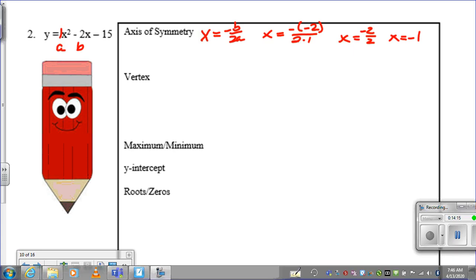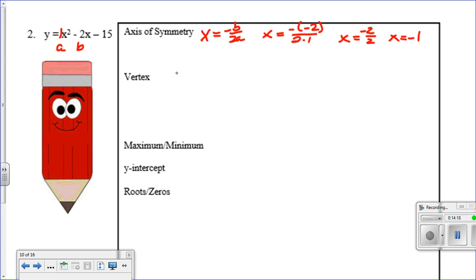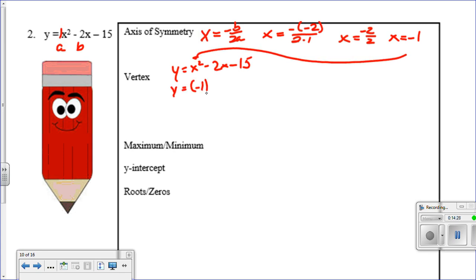To get your vertex, you are going to plug that number into your function. So we're going to put in the negative 1 right here. So this would be y is equal to negative 1 squared minus 2 times negative 1 minus 15. So y is equal to 1 plus 2, that would be 3, minus 15.